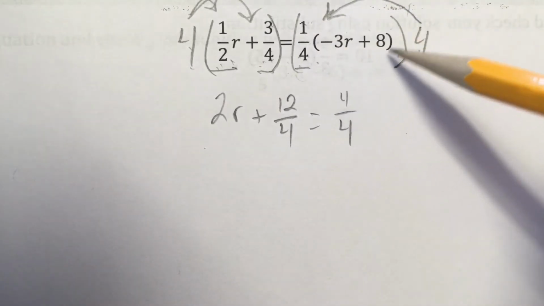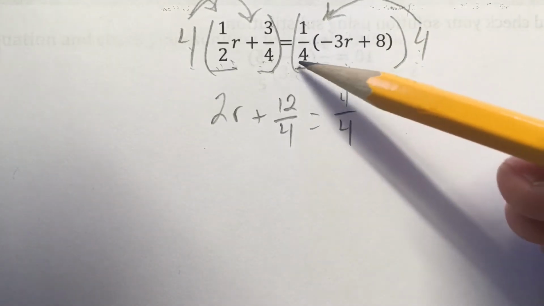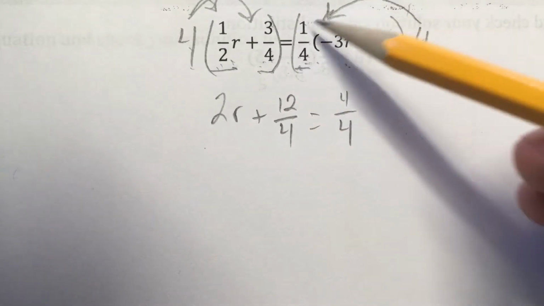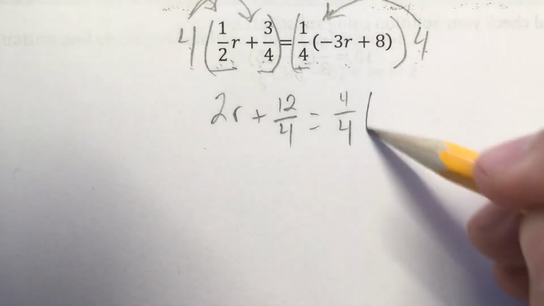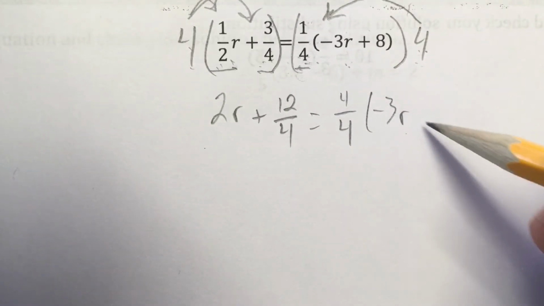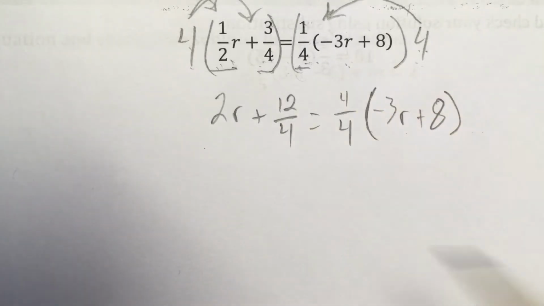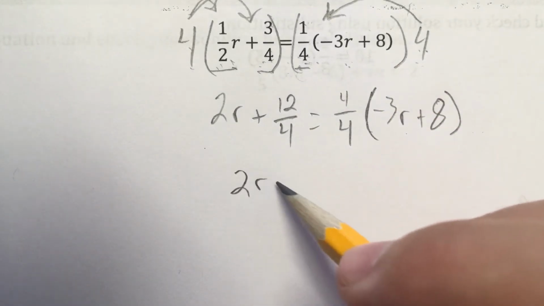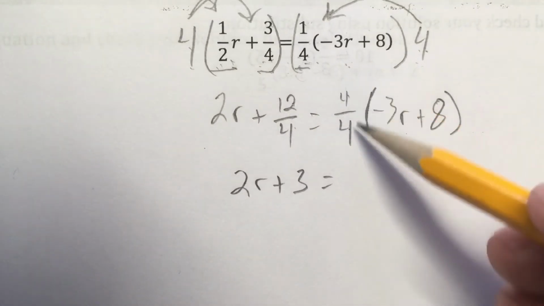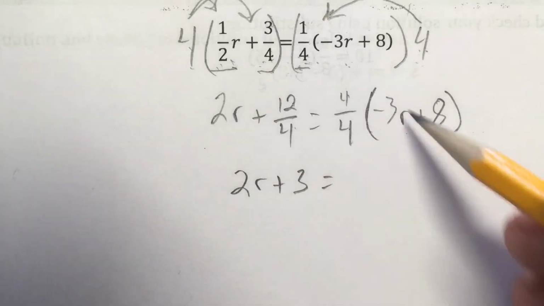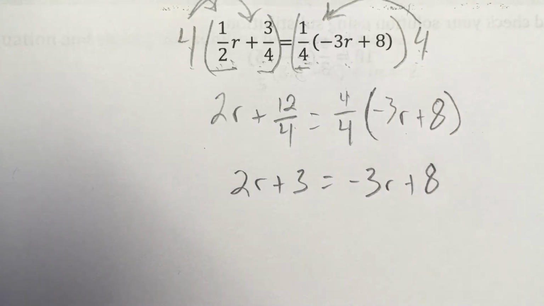Now, I'm not going to multiply it by the stuff in the parentheses because it is already being multiplied by this 1/4. So when I multiply 4 times the 1/4, it already takes care of this entire side. So I'm just going to leave this as negative 3r plus 8, in parentheses. Now we can clean this up a little bit. This 2r stays the same, plus 12/4 is just positive 3 equals 4/4 is 1, so we can just leave everything that's inside the parentheses, or negative 3r plus 8.